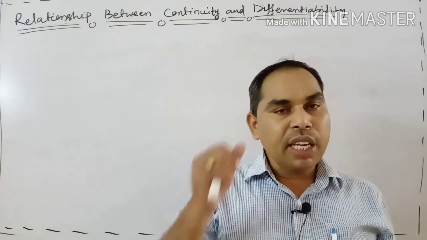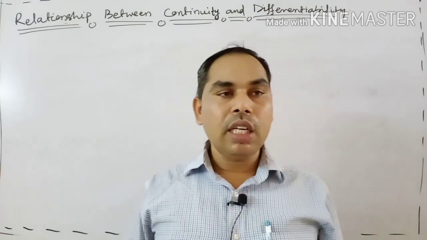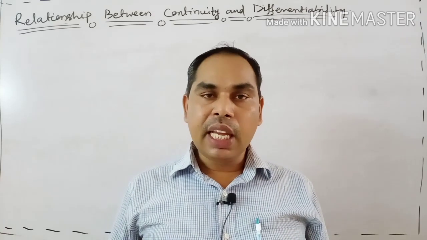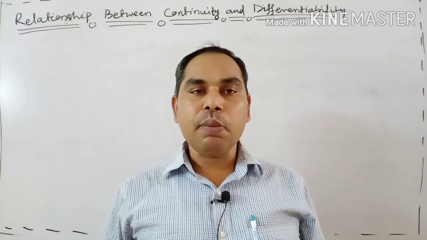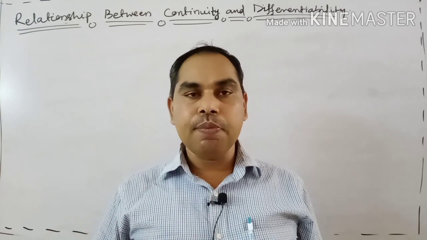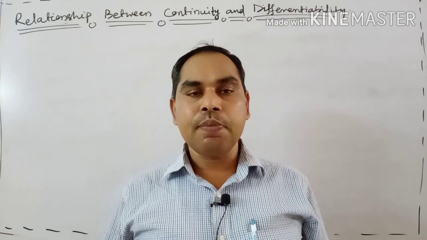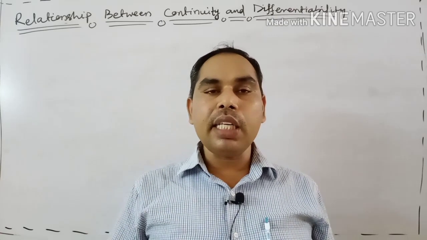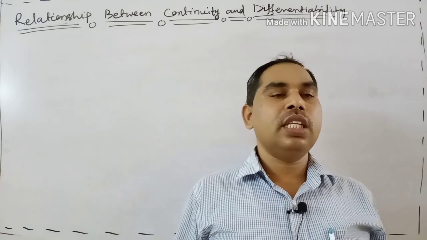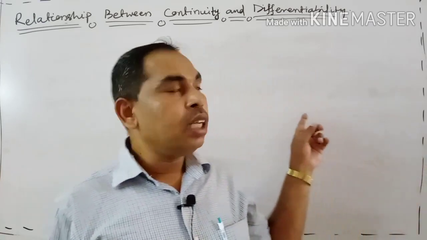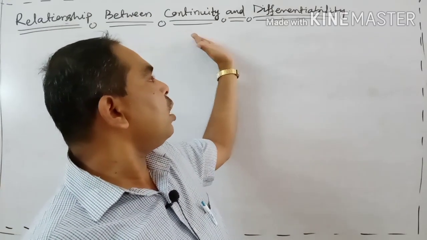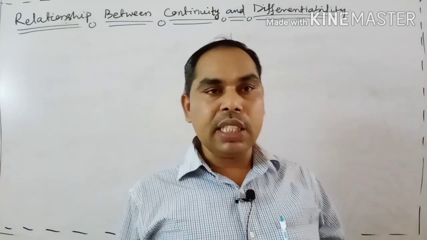A function f of x is said to be differentiable at x is equal to a if limit x tends to a, f x minus f a divided by x minus a exists finitely, and it is denoted by f dash a. So here we look at the relationship between continuity and differentiability.